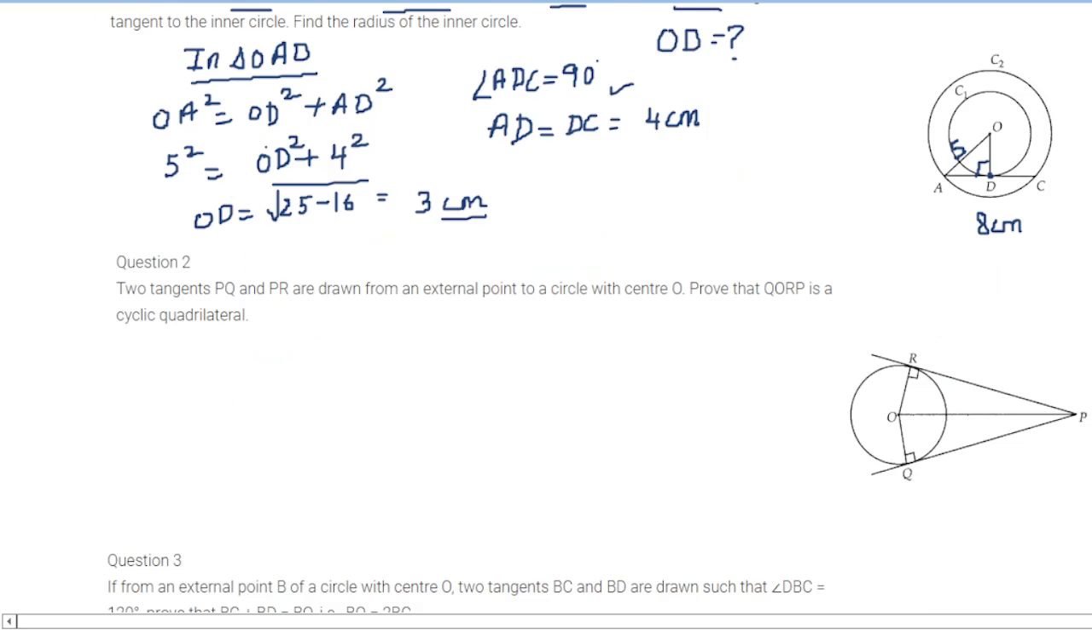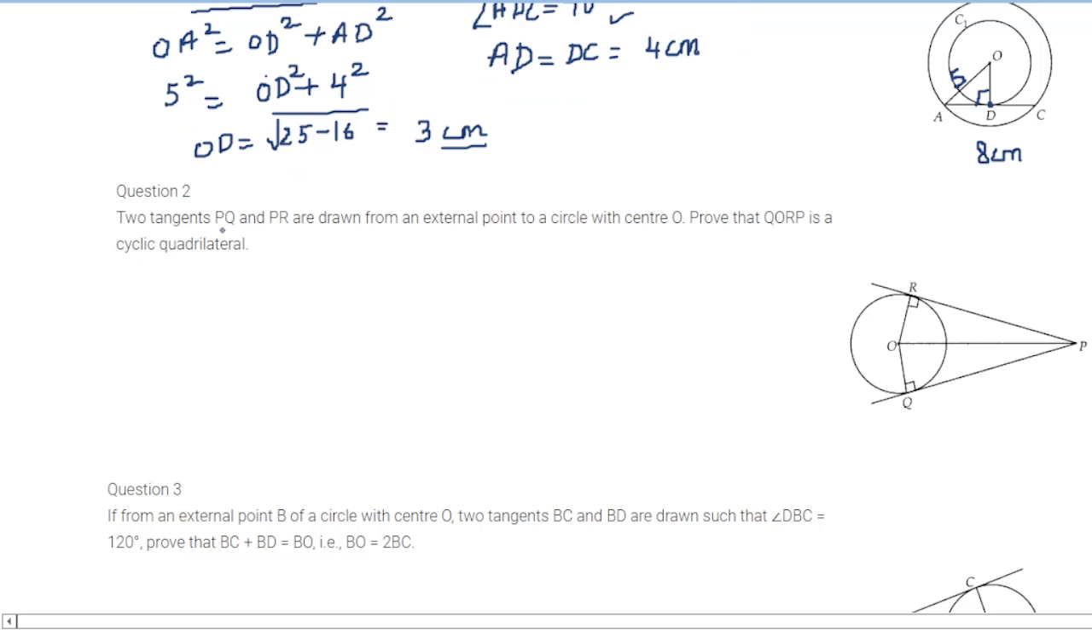Now in question number 2, two tangents PQ and PR are drawn from an external point to a circle with center O. So P is the external point from which two tangents, PR and PQ, are drawn to the circle, and O is the center of the circle. We have to prove that the quadrilateral QORP is a cyclic quadrilateral.